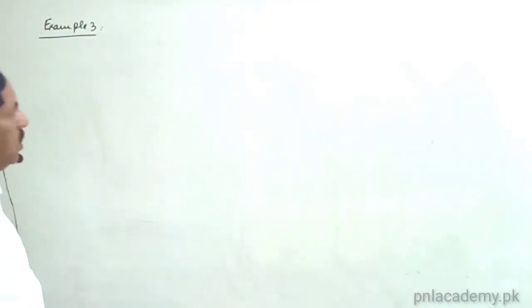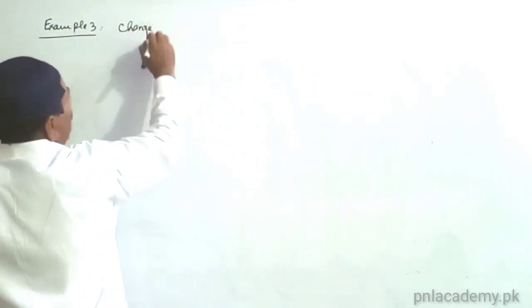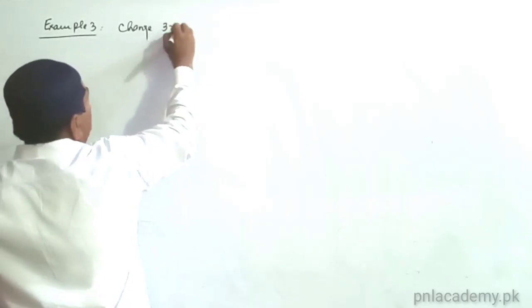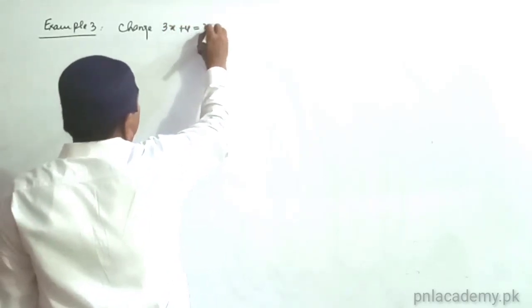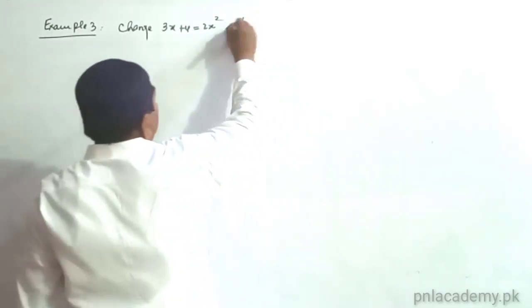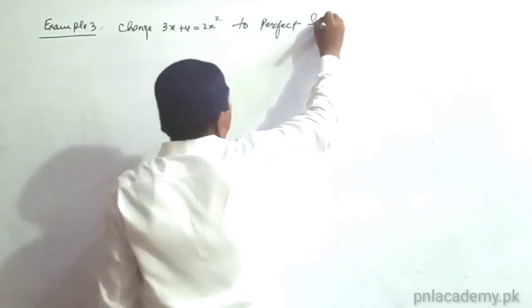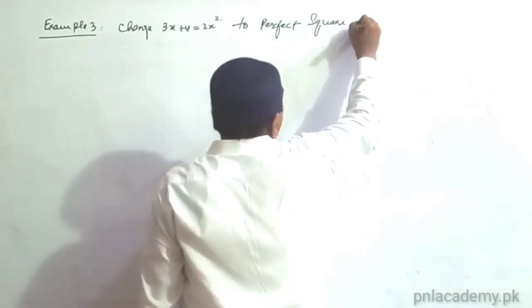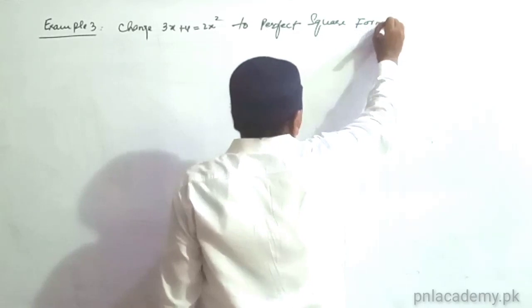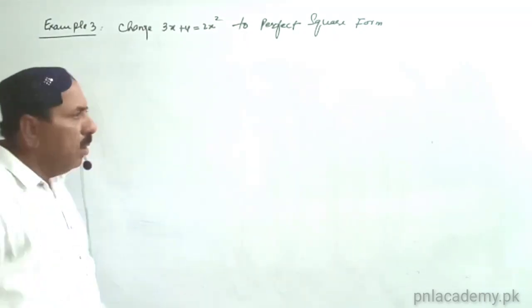Example 3. Change 3x plus 4 is equal to 2x square to a perfect square form. 3x plus 4 is equal to 2x square. We have to change this value according to the perfect square form. Solution.